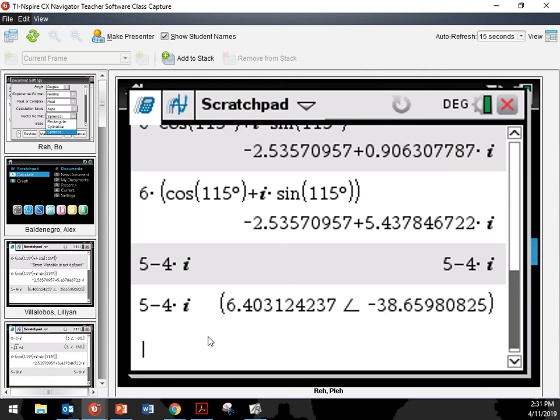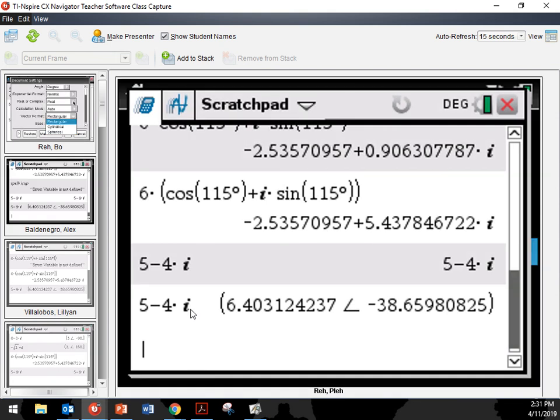Got it. Wait, you said rectangular. It's starting rectangular. A plus bi is rectangular. This is CIS. This is polar.